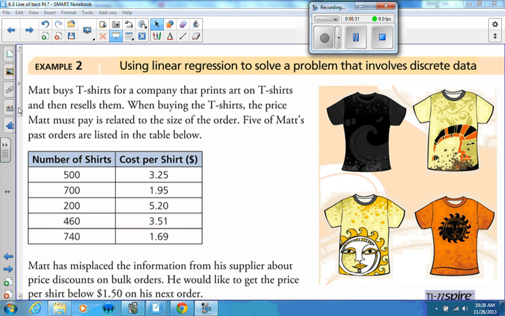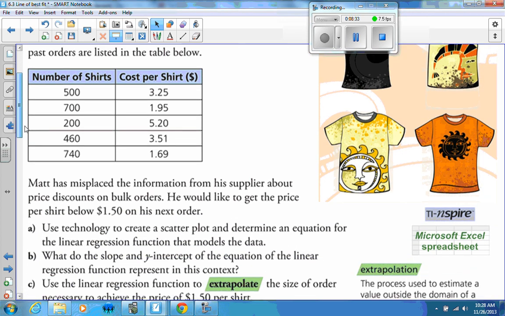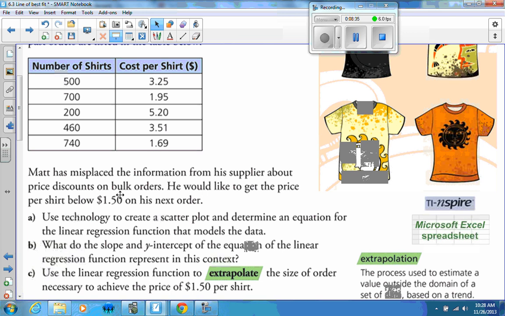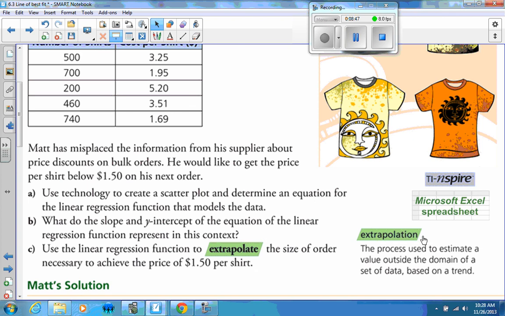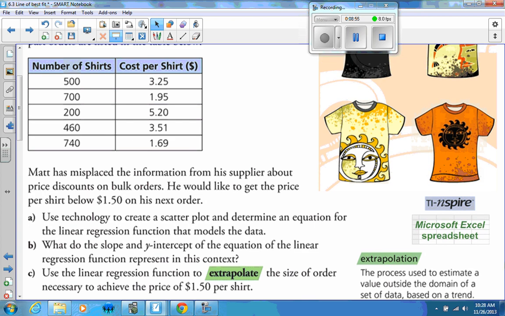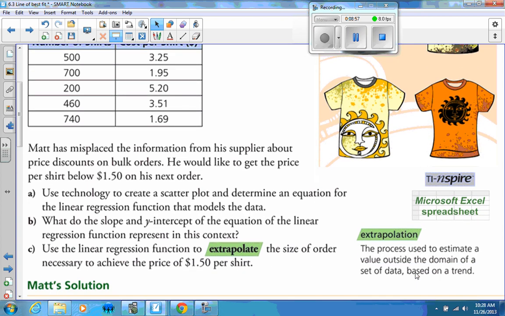Okay? Matt has misplaced the information from his supplier about the price discounts on bulk orders. He would like to get the price per shirt below $1.50 on his next order. I use technology to create a scatter plot to determine the equation for the linear regression. So you want to extrapolate the data. Means that you're going to pick a data point on the range that's outside of the data values given. So you're going to extend the graph is really what extrapolation means.